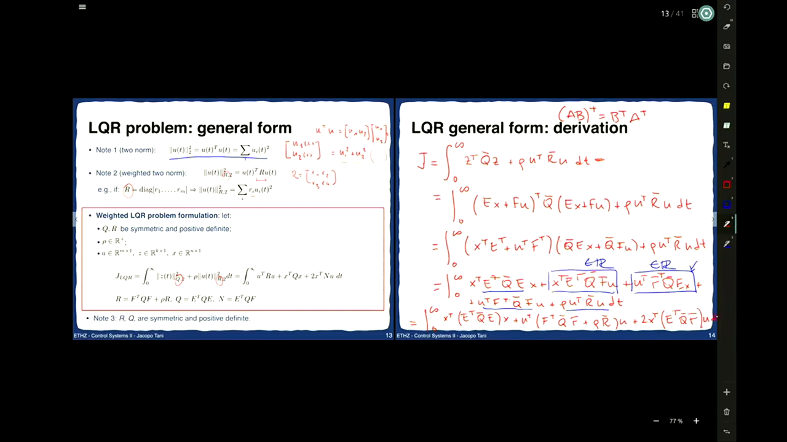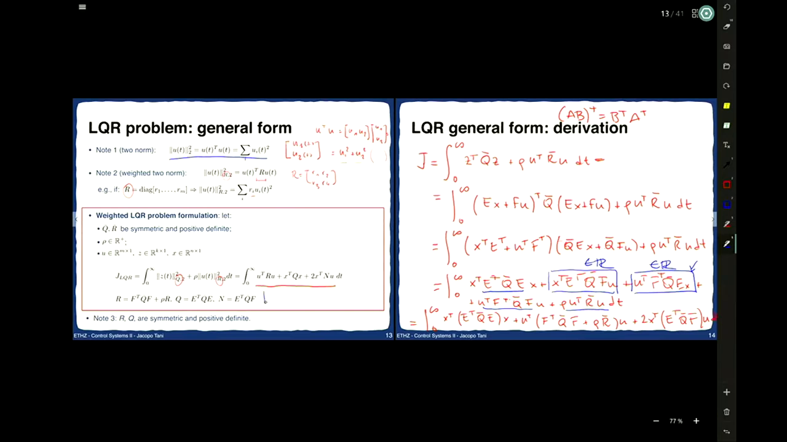This is just to show you that we get exactly these terms here, where all we're doing is renaming the big terms we have in these parentheses as R, Q, and N. And the definitions are given here.